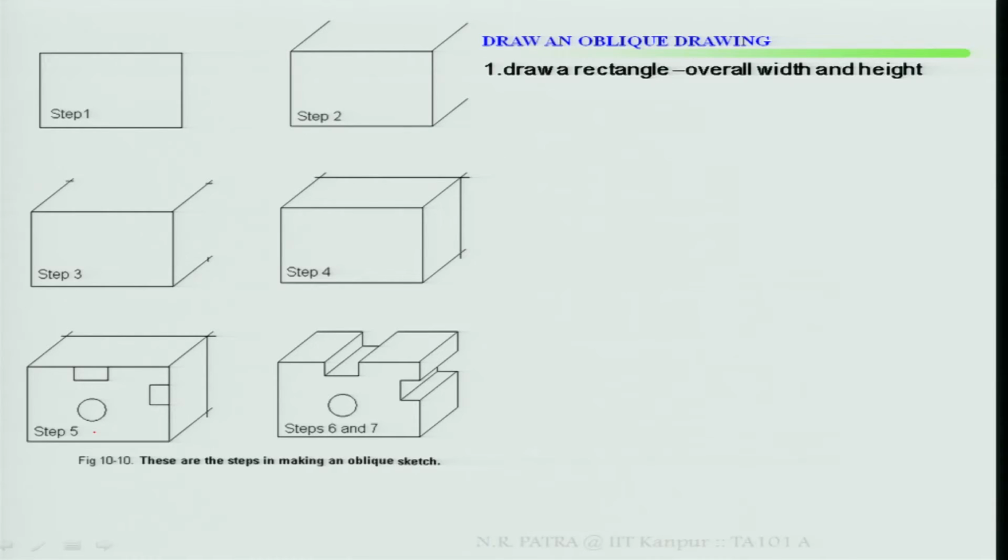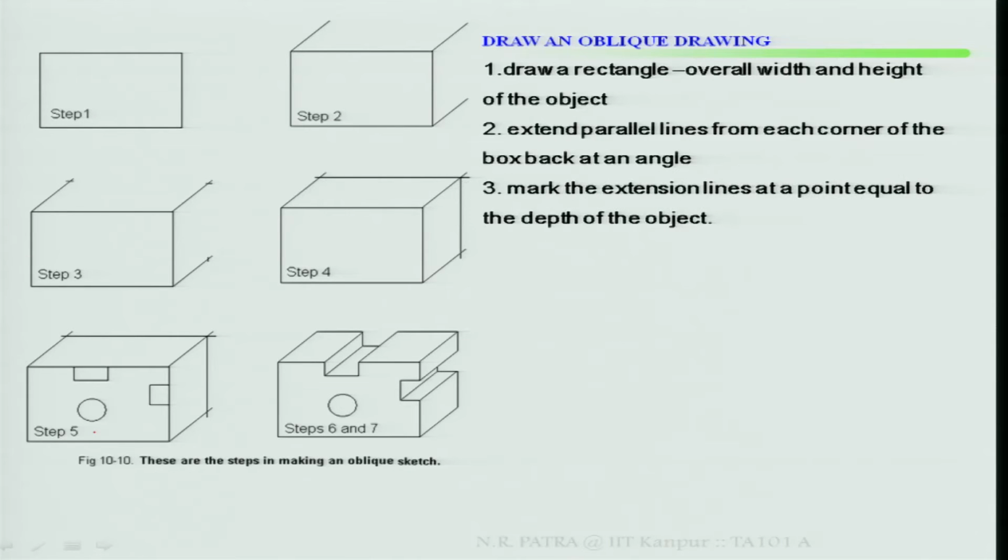Last class we finished the basic introduction to oblique drawings. We have covered one example and the steps. Just to repeat, step 1: draw a rectangle with the overall width and height of the object, because the front face is giving you the true shape.